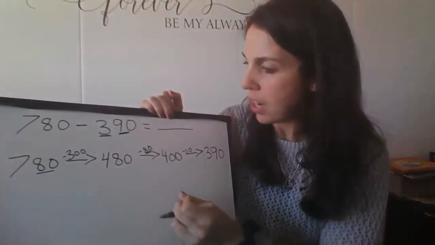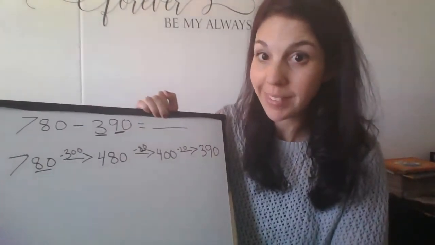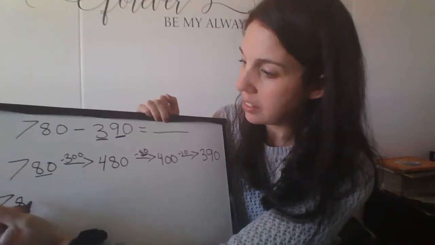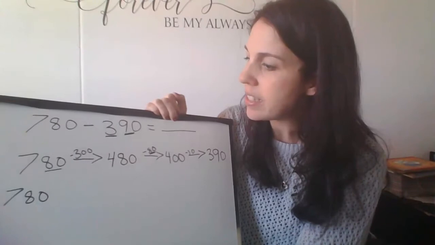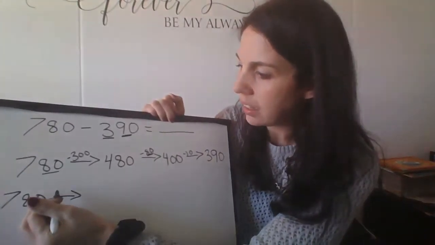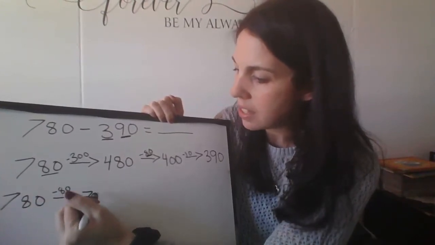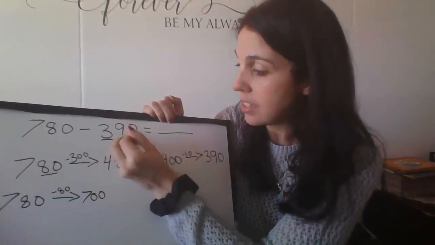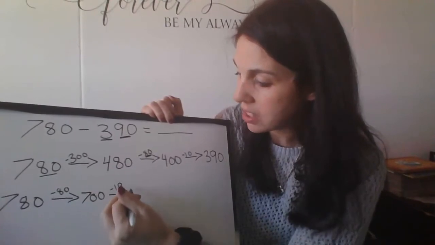Okay? Now, I wonder what would happen if I didn't subtract my hundreds first. What if I subtracted my tens first? What would happen then? Let's find out. So we'll start with 780 again. Okay? That's our problem, 780. And this time I'm going to subtract 80. Now I'm at 700.